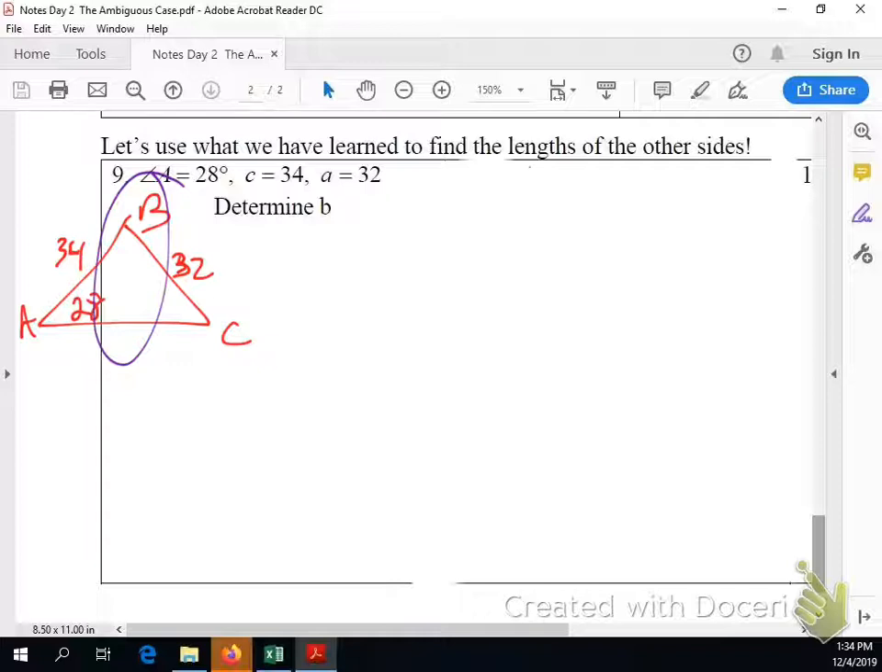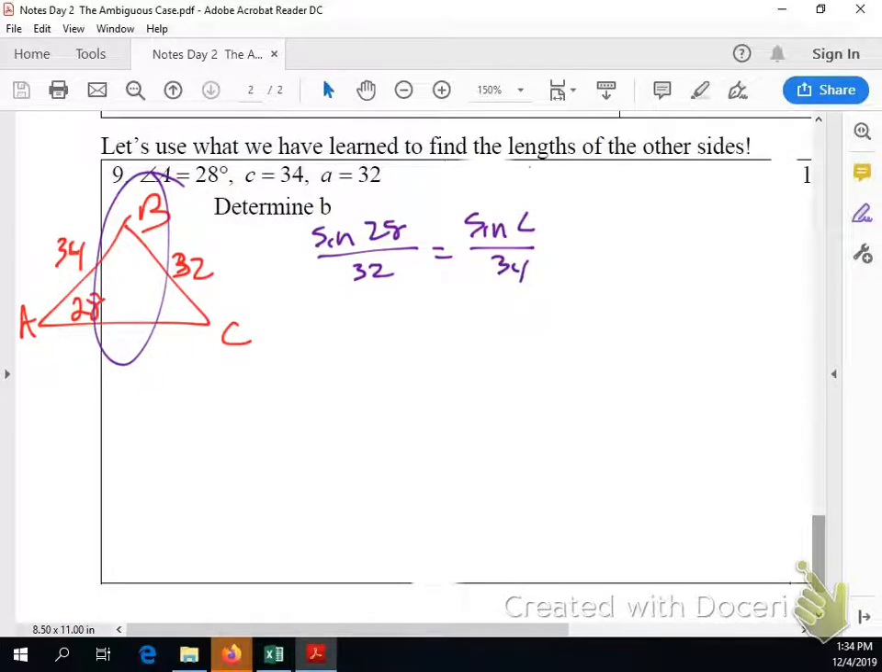We would use, to find b, sine of 28 over 32 equals sine of B over its opposite side length. So we can't be missing both of those. So our task has to be to find the measure of angle B. Well, in order to do that, we're going to have to set this up and try to find the measure of angle C first. Now be careful, we've been given angle side side. So there may be two different possibilities here for angle C.